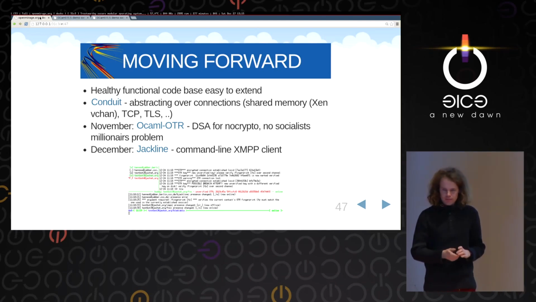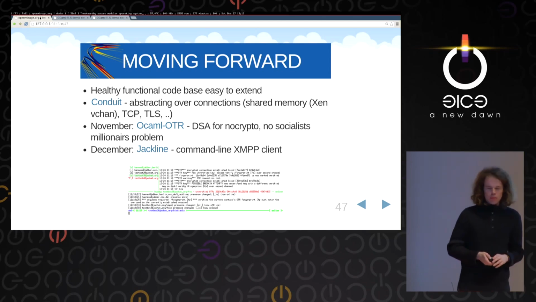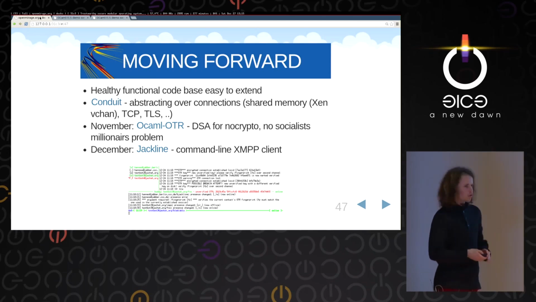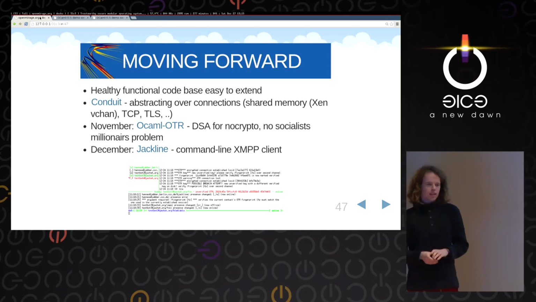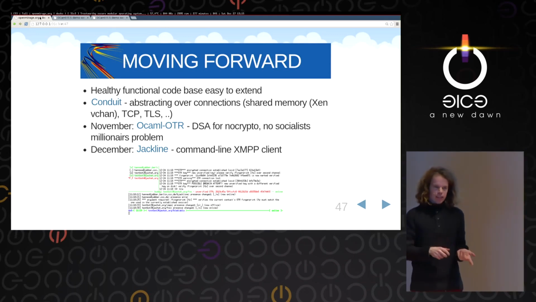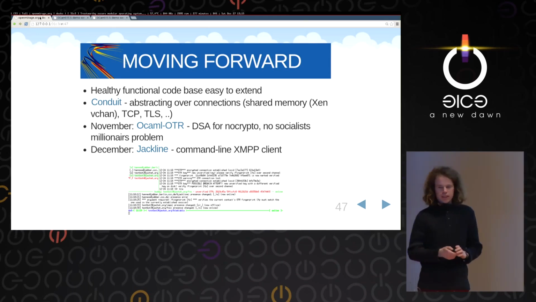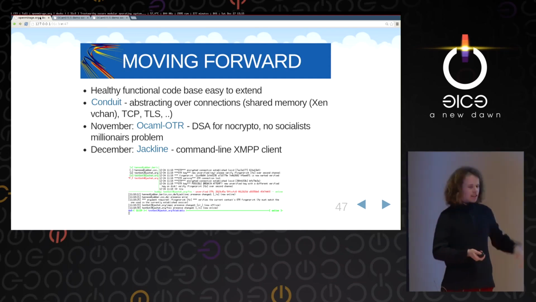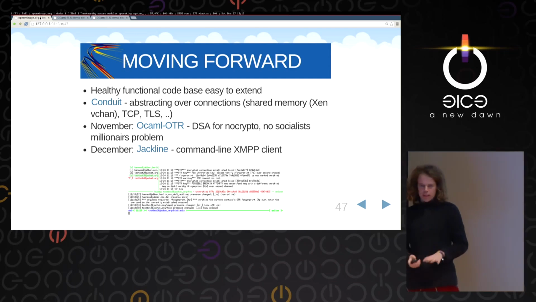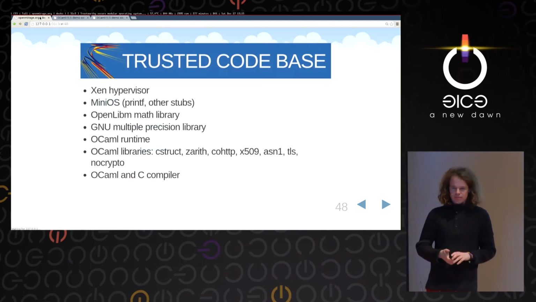connection. And in December, so this month, I also implemented Jackline, which is a command line XMPP client, using our OTR library, our TLS library, and so on. So there's not much C code in this Jackline because, yeah, it's only command line. And here you can see a screenshot. I don't have an internet connection at the moment, but I'm happy to demonstrate it to you.